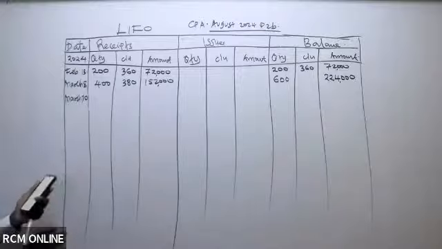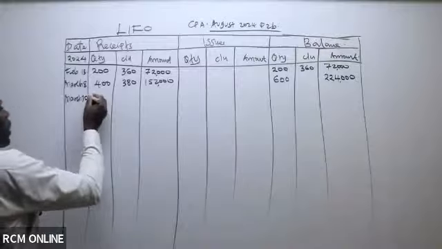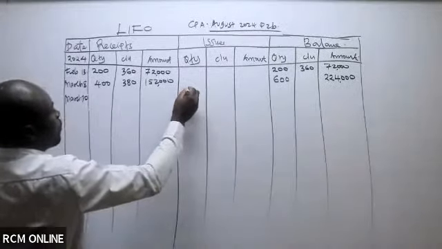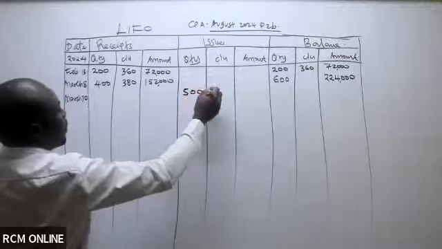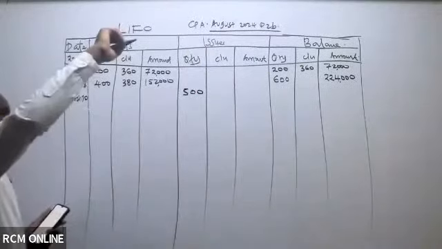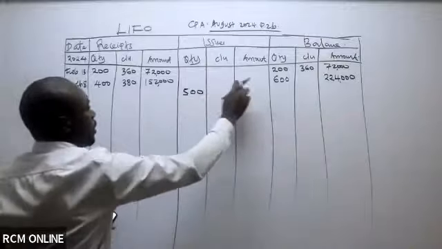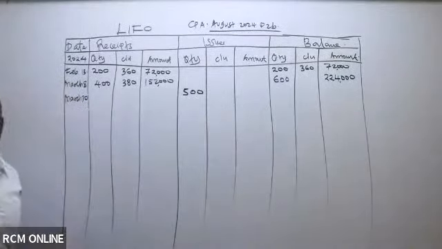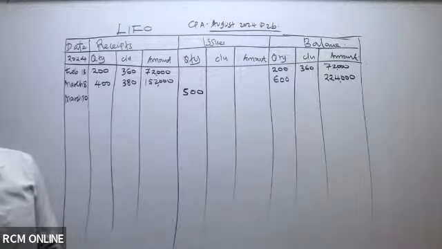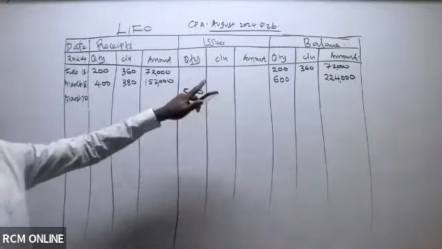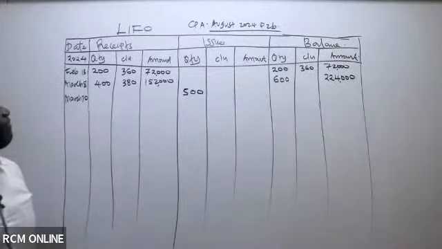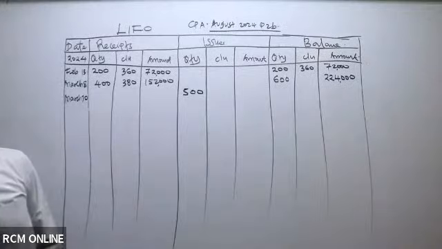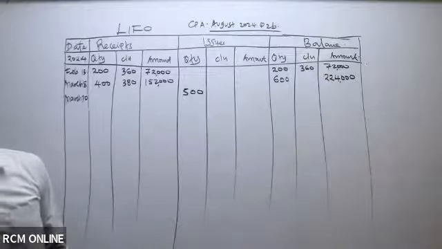So let's now come back to this question. On 10th, they sold 500 units. They sold, so that is recorded under issues. So I come to this part, 500 units. I want you to tell me something here. What will I record? And amount? Before I get to cost per unit, how much will I record under amount?